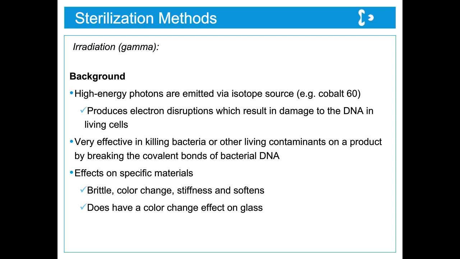However, there are some effects it can have on both plastic and glass. And for the plastic, it's more dependent on what type of plastic it is. I'll touch on this shortly. Some of the effects for plastic: it could cause it to become more brittle. It could cause a color change. It could cause it to stiffen and even soften. Whereas glass, specifically with gamma irradiation, can change its color.